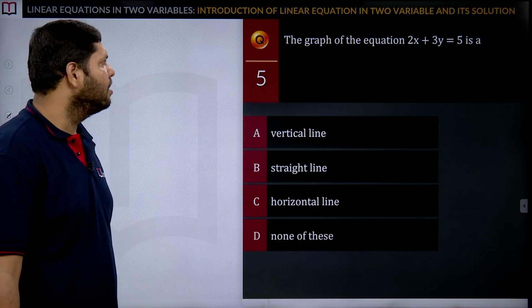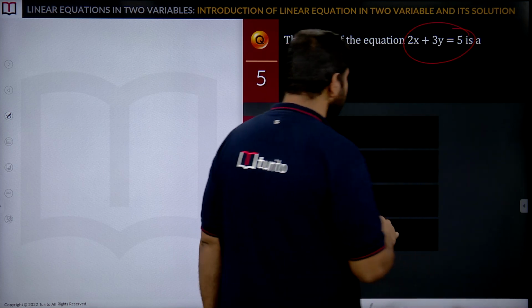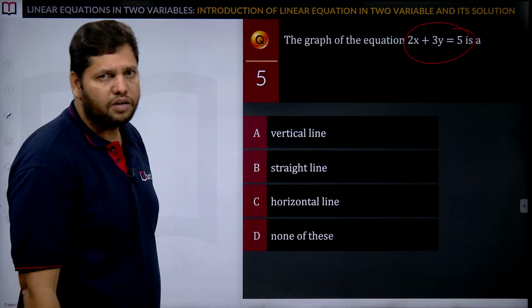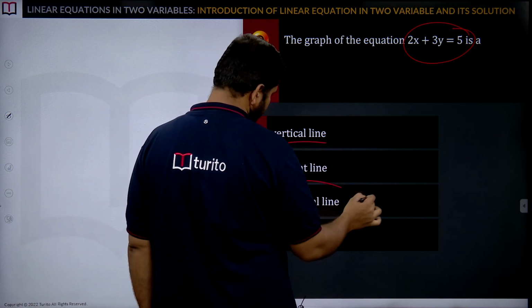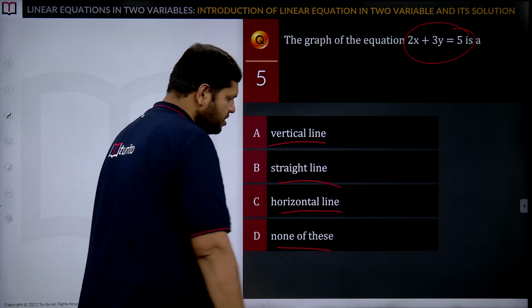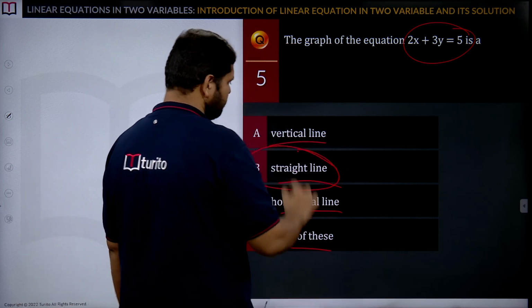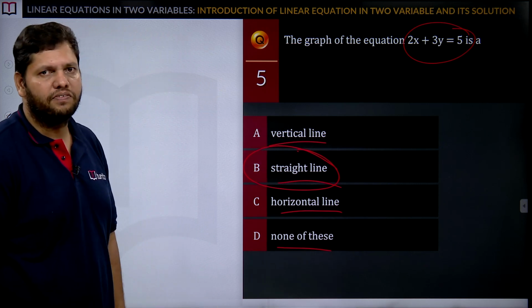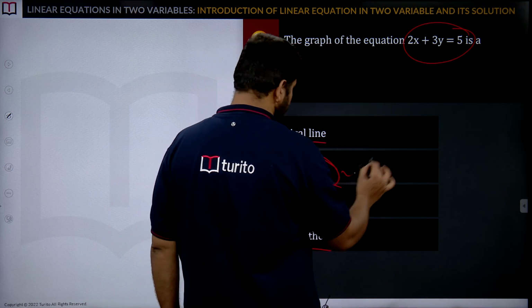Next, the graph of the equation 2x plus 3y. Children, see here, it's a linear equation in 2 variables. So what is the graph, children? It is a vertical line, straight line, horizontal line, or none of these. So what is the answer, children? It is a straight line. Yes or no? First of all, it is a straight line. So I can say the answer is a straight line.